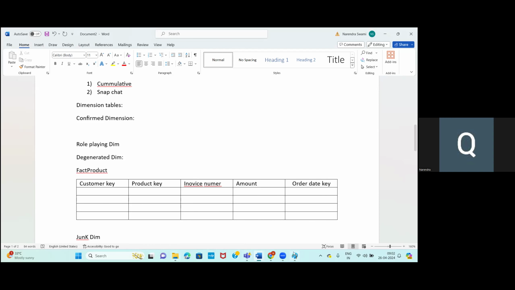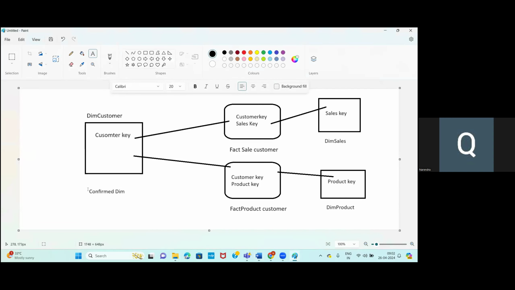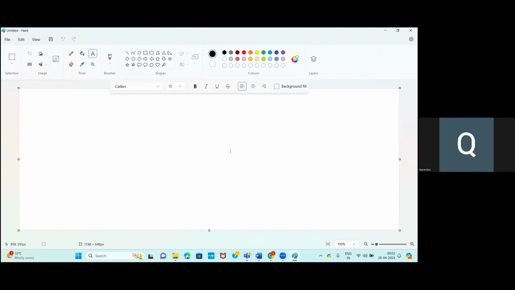Clear? And coming to role playing: here, a conformed dimension table has multiple relations with multiple fact tables. Where it comes to role playing, one key will have a relation with multiple fact keys. One key is joined with multiple keys in a fact table. That is called a role playing dimension. It plays multiple roles. I will give you an example. Suppose we have a table called dim date.